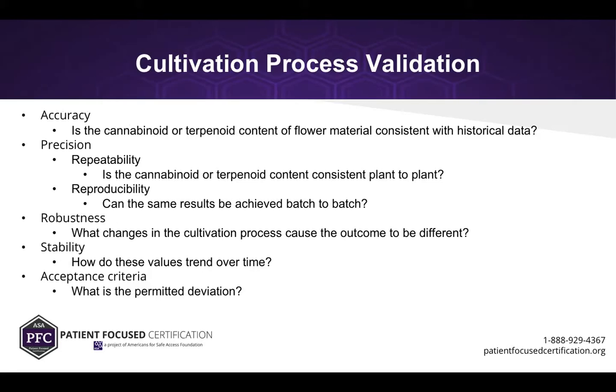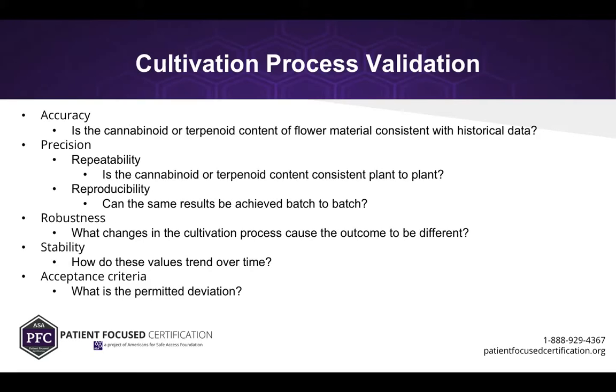What changes in your cultivation process could cause the outcome to be different? Did you start purchasing nutrients from a new supplier? Did you install a new fertigation system? How do your terpenoid and cannabinoid contents trend over time? What is the permitted deviation?